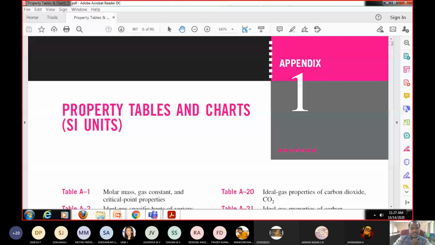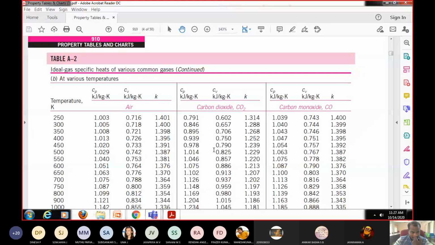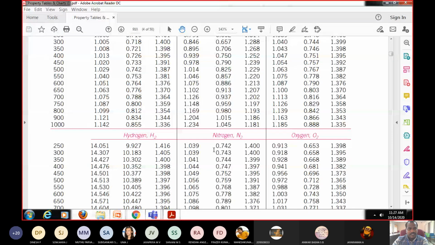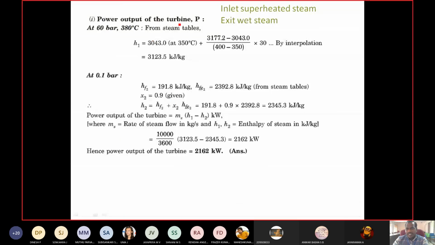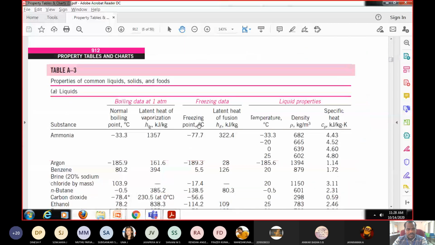Right, so we have to look at the saturated water pressure table, that was in A5. Just before that we have to assume something. So you know what the output of the turbine is, right? The output of the turbine will be wet steam. So we have to look at the superheated table now, because we can't get the property from the pressure table.